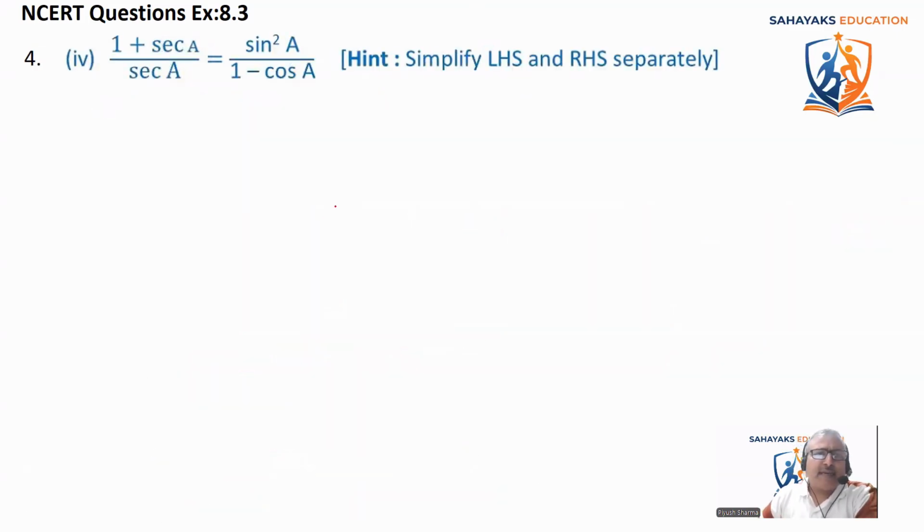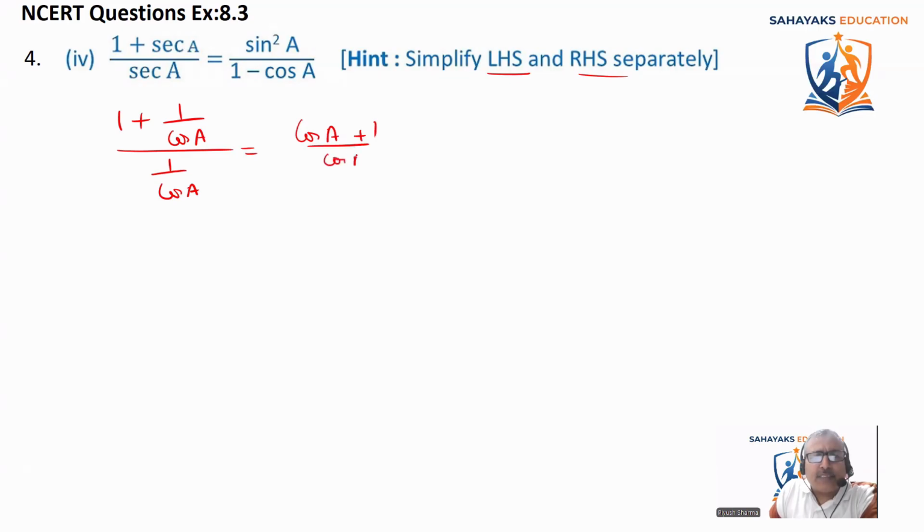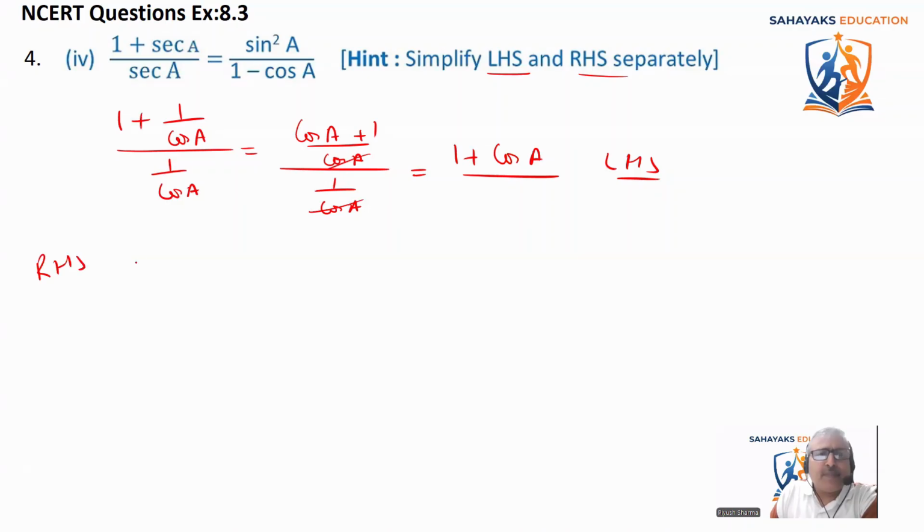It says (1 plus sec a) by sec a is equal to sine square a divided by 1 minus cos a. So they are saying simplify LHS and RHS separately. Okay, let's do it. Let's convert everything to sine and cos. So it becomes (1 plus 1 by cos a) divided by 1 by cos a. This is LHS. So it becomes (cos a plus 1) by cos a divided by 1 by cos a. So cos a will cancel out cos a. It becomes 1 plus cos a. Okay, this is LHS.